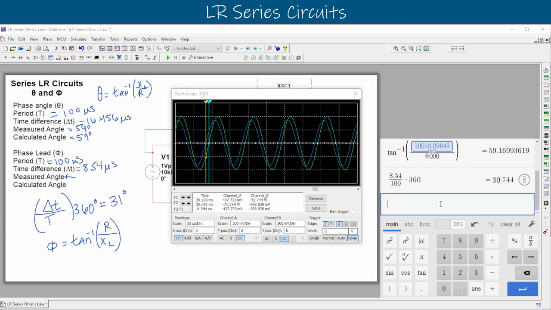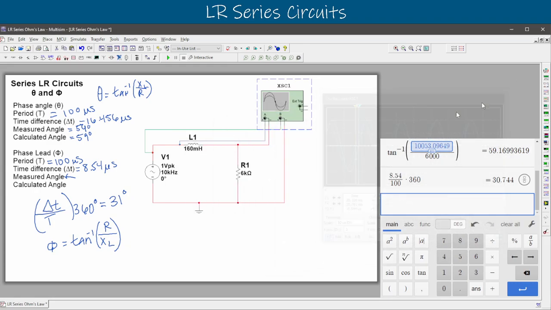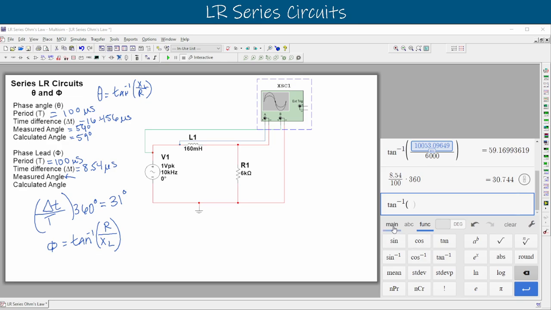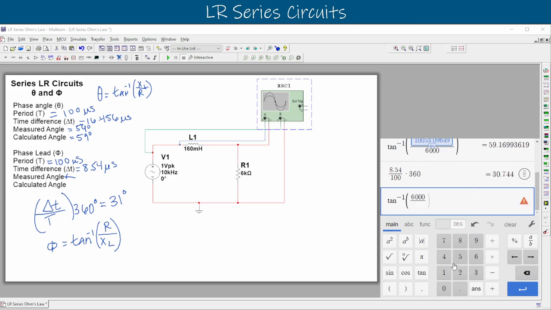Okay, so let's send this out and we'll do the same thing. We know our XL did not change. It's still the same frequency, so we should find that that's still right about 10,000 ohms. And so we can just plug those in and we'll say that our inverse tangent equation first, we'll put our resistor on top, 6,000, and divide that by our inductor value, which was 10,000. And we'll say that we have 30. We'll round that up, 31 degrees. There we go. So they match.